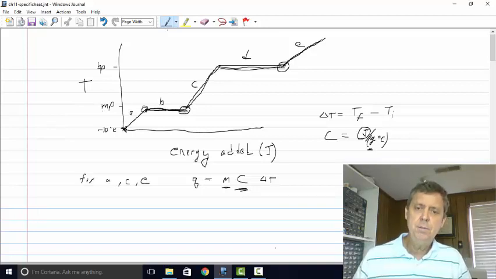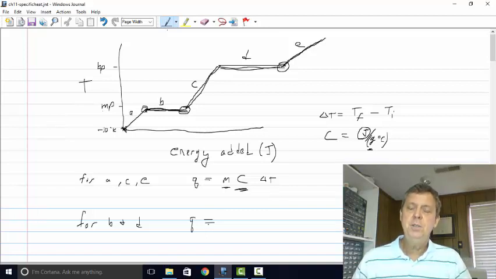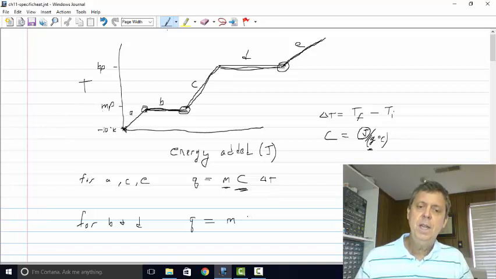Now for the other cases, for B and D, we don't have any change in temperature. So we use a different equation. Here we're dealing with a phase change, so temperature is constant. To deal with the phase change, we usually also have the mass, and we have an enthalpy, which could be fusion or vaporization. It depends on the phase transition you're going through, so you have to pick the right delta H.